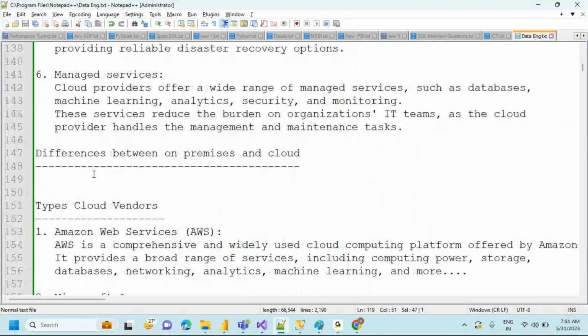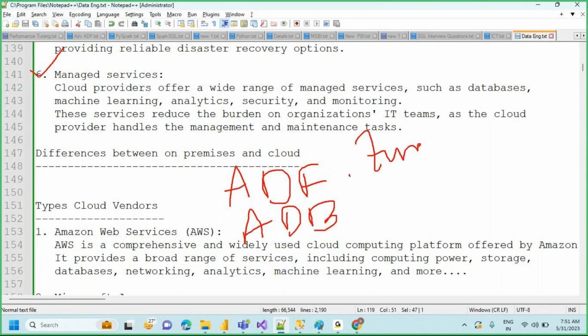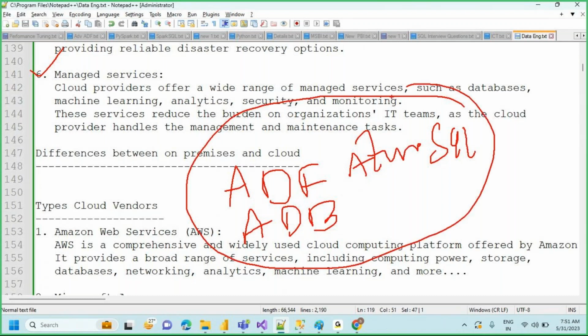And Microsoft, not only Microsoft, the cloud is going to provide managed services. There are many managed services. Whatever we are going to talk about, ADF is a managed service. Azure Databricks is a managed service. Azure SQL Database is a managed service. So there are many services coming under the managed services.